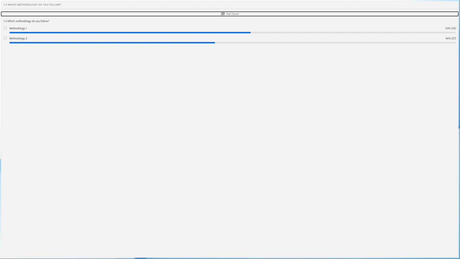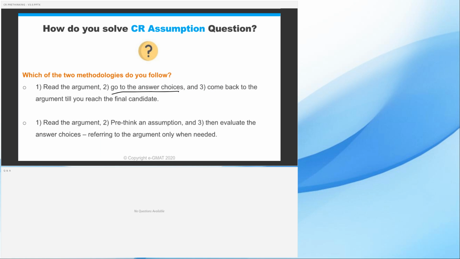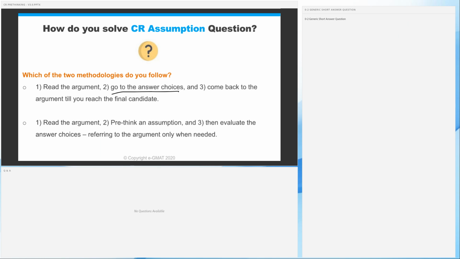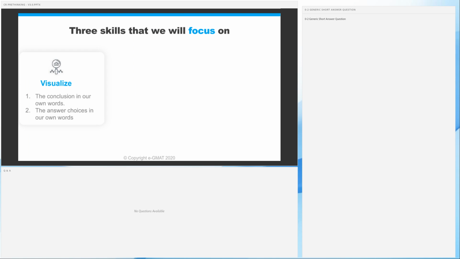So about 54% of you follow methodology 1, where you do the back and forth. 46% of you follow methodology 2, which is the pre-thinking approach. For those of you who follow methodology 1, hopefully by the end of this webinar, you will give pre-thinking a fair chance and try to adopt it. For those of you who follow methodology 2, I want to make sure that you become better pre-thinkers, and that you understand what's important if you want to succeed while doing pre-thinking.